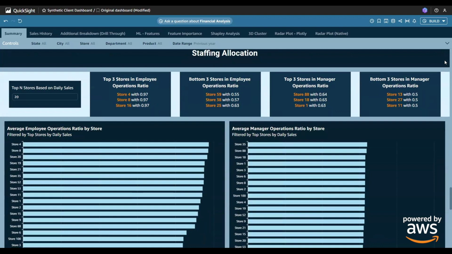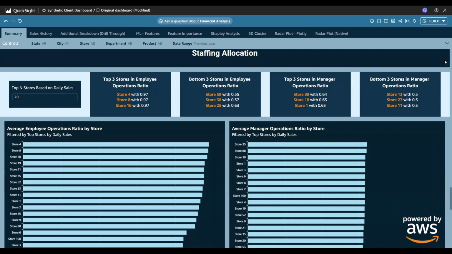So for example, if we're aiming for 5 employees actively working in the store at any given time, but only 4 are present, then the operations ratio would be 0.8. So this is a good metric for tracking how effectively we are staffing and scheduling our employees. And this has been calculated separately for regular employees and managers.